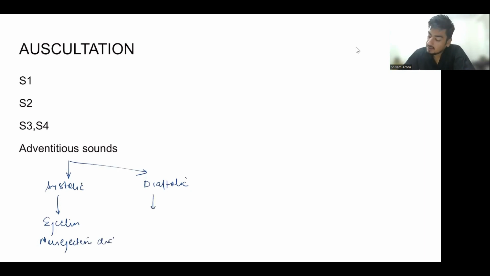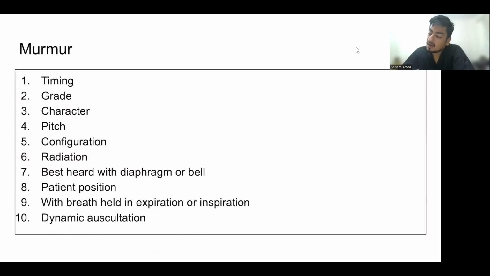In diastolic, we have opening snap, pericardial knock, tumor plop. Okay, we have to tell this. After that, we'll tell about the murmur. Murmur we have to describe in these 10 points.